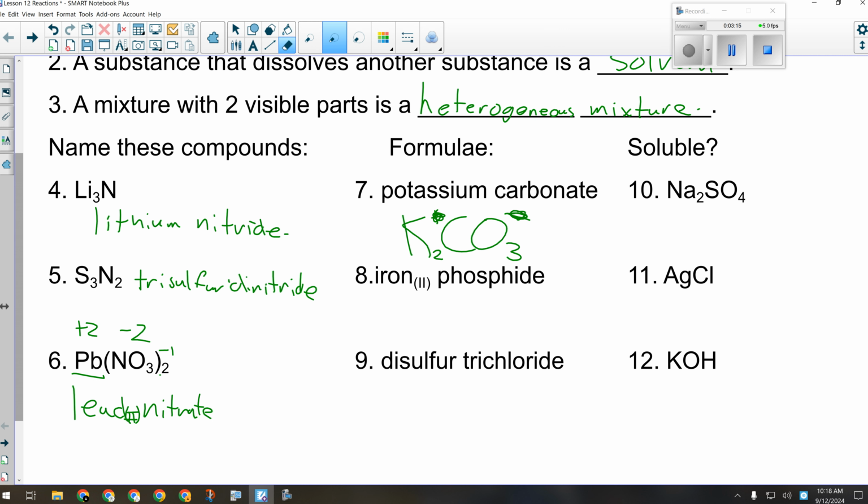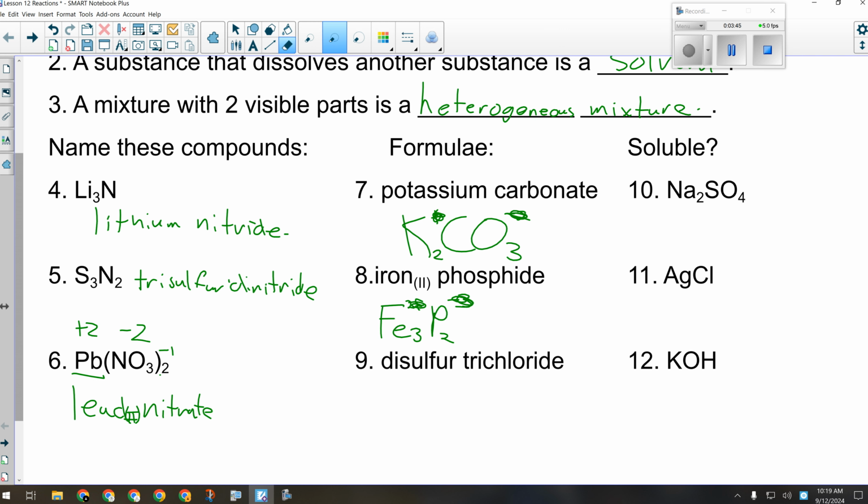All right, number 8, iron 2 phosphide, ionic or molecular? Ionic. Iron's a metal. Okay, plus we only ever see Roman numerals in an ionic compound. All right, so iron, and what charge do I put on iron? 2, because that's what the Roman numeral tells me to do. And it's with phosphorus, which is a -3. So, drop and swap. Fe3, P2. Okay.